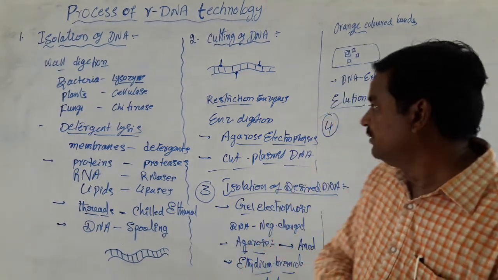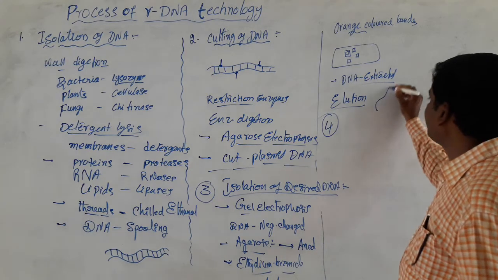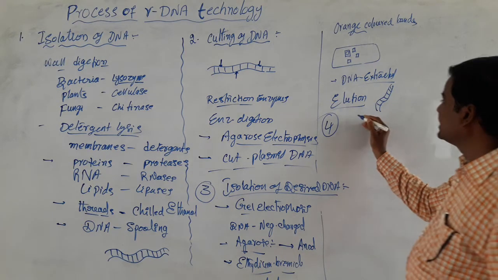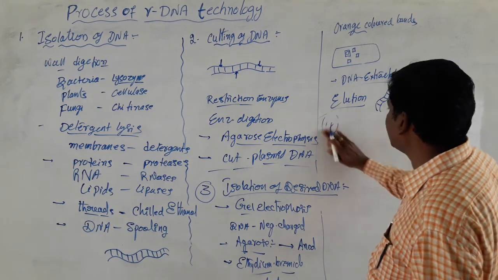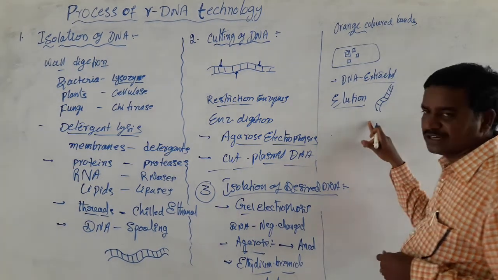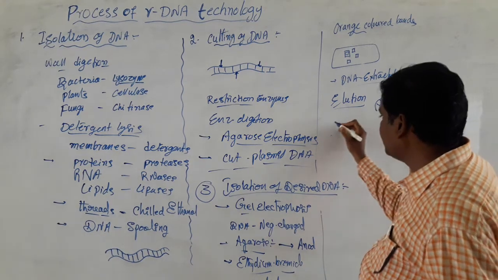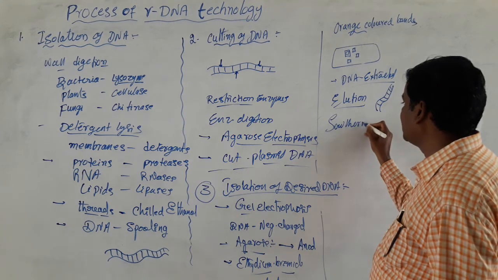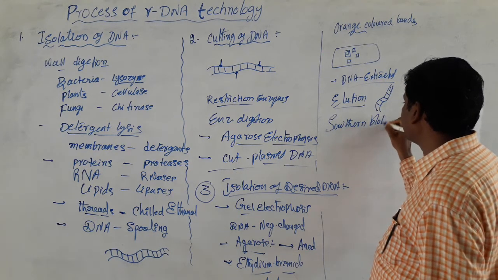Finally, after the elution, the gene of interest is selected from the DNA fragments by the Southern blotting technique.